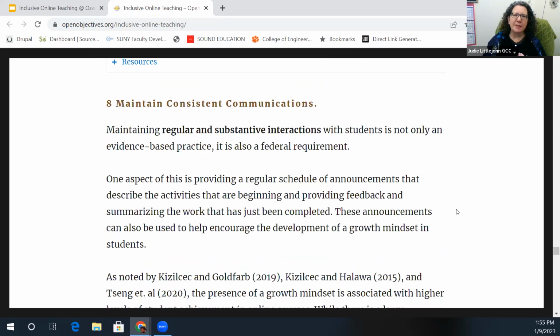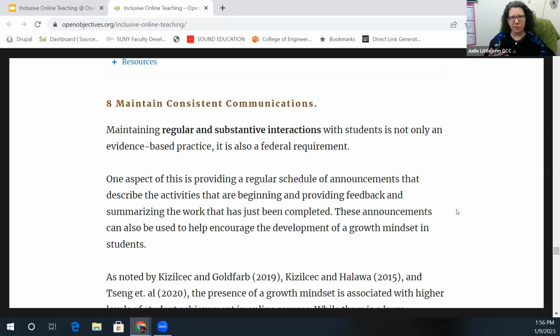The next one, maintaining consistent communications, is important in any class, but definitely it's important for inclusion. It's also a key component of regular and substantive interaction, which I like to address, because it's a federal requirement now that we demonstrate regular and substantive interaction in our 100% asynchronous courses, because that is what proves to the student and to our accrediting agencies that human beings are teaching the course, and they're not just correspondence courses. So I think it's important.